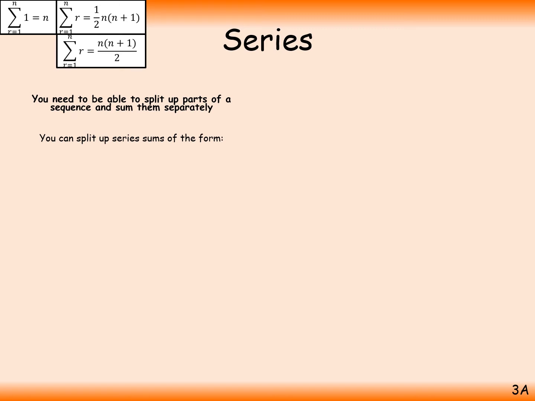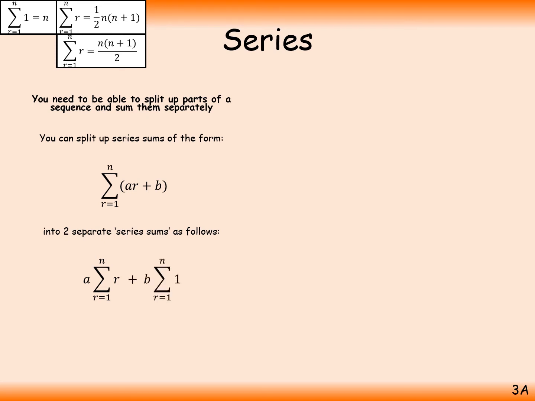You can split up series sums of the form sigma ar plus b into two separate series sums as follows. You could put a outside, because a is just a constant value, plus b lots of sigma 1. Again, b times whatever you have here. That's going to be important for us to remember. You could separate these two.